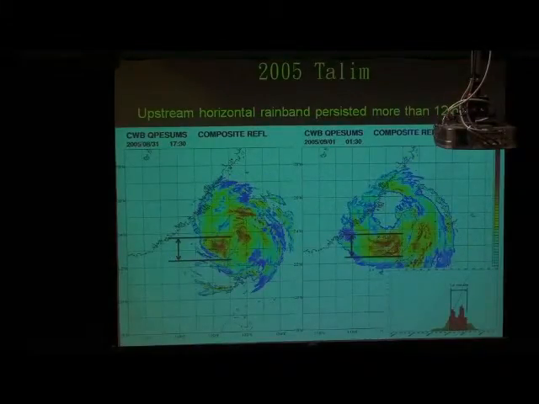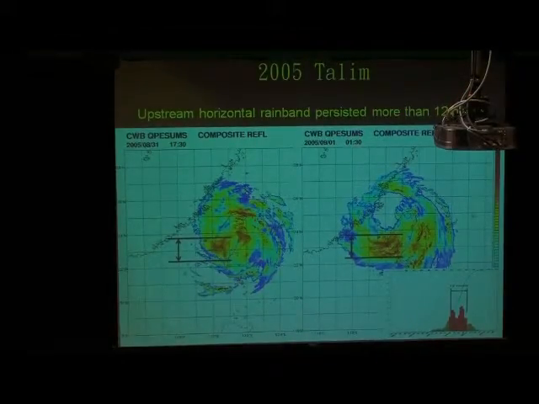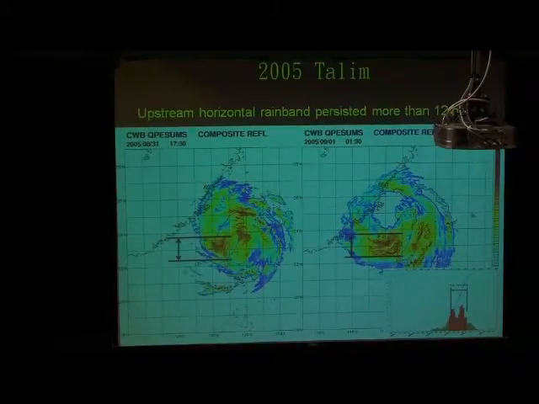Another one is a typhoon, also in 2005. So from these cases I just showed you, the heavy rain that occurred over August 8th with Typhoon Morakot is not a rare case. It has occurred in the past.